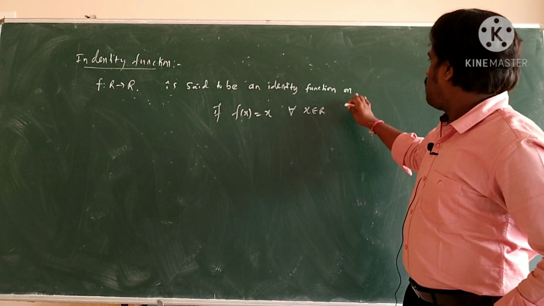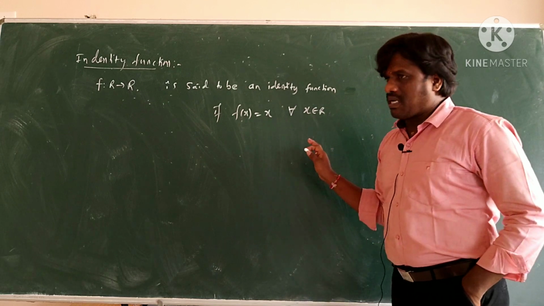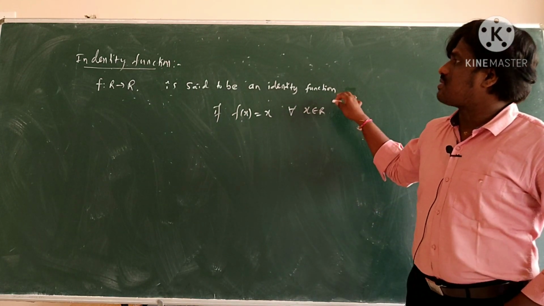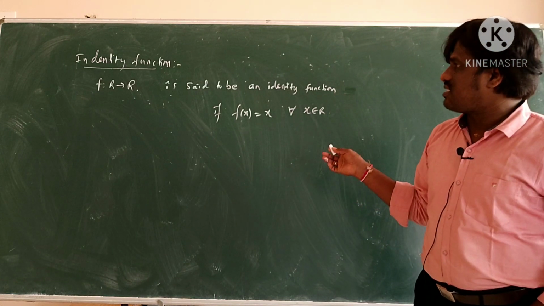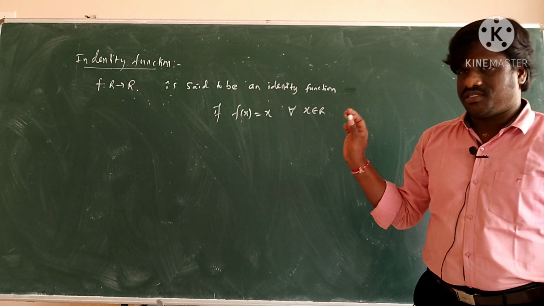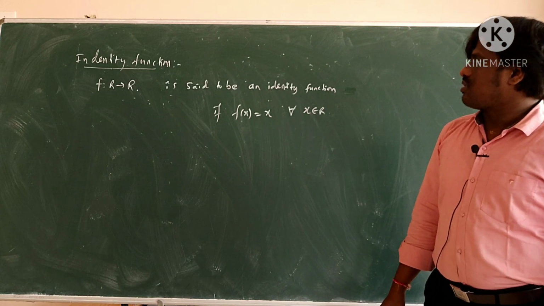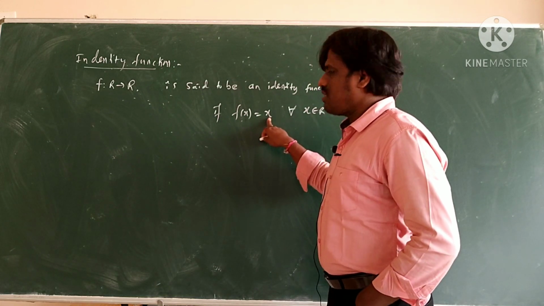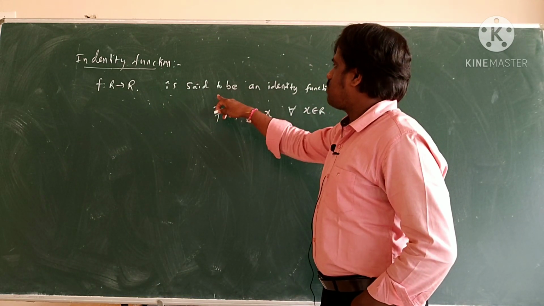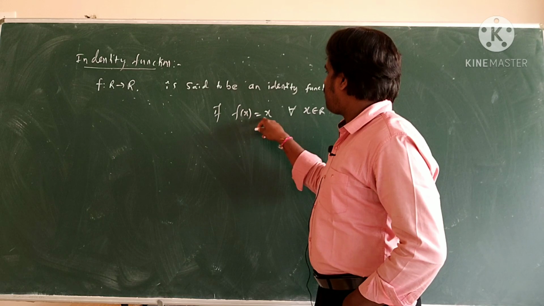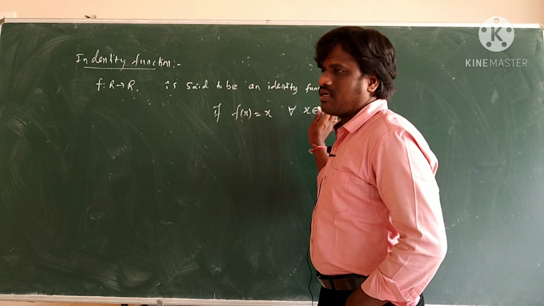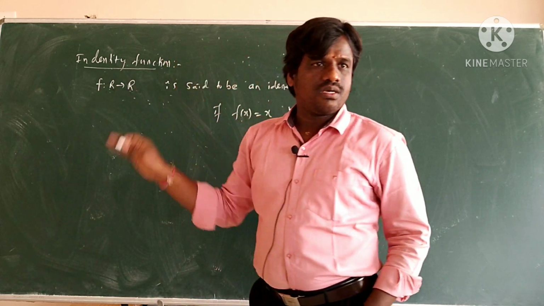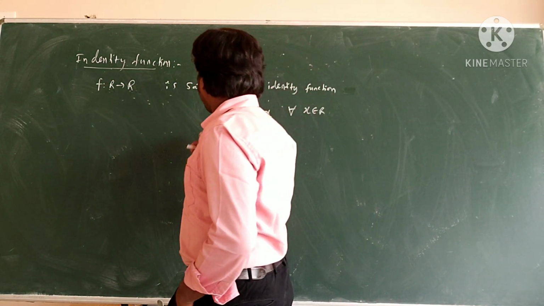See here. The purpose of explaining this in my teaching is to make you understand clearly what domain and range are. So that is the identity function. f of x is equal to what? x. So f from R to R is said to be an identity function if f of x is equal to x for all x belongs to R. R to R means real set to real set.